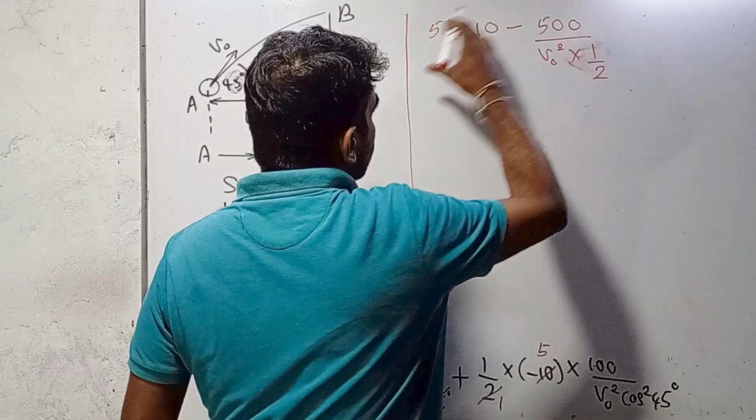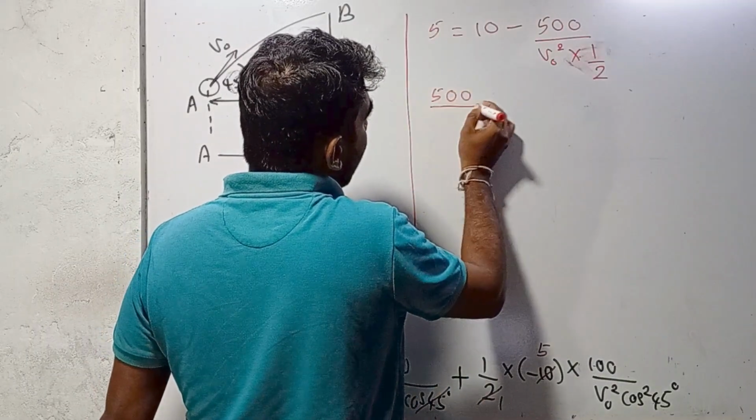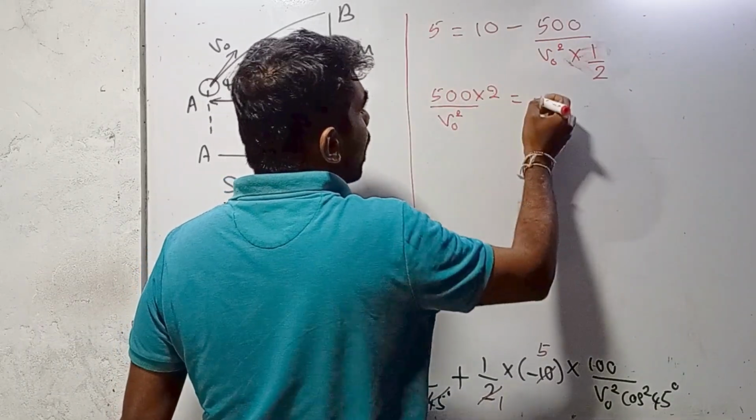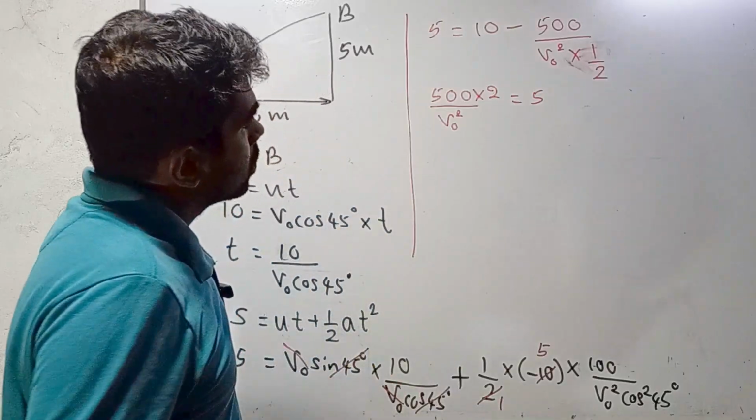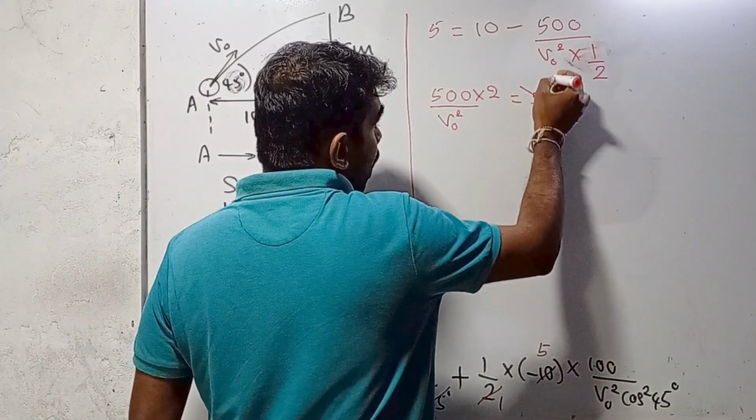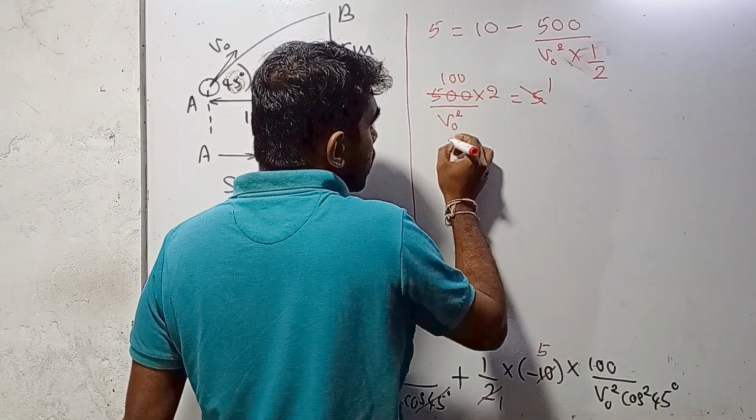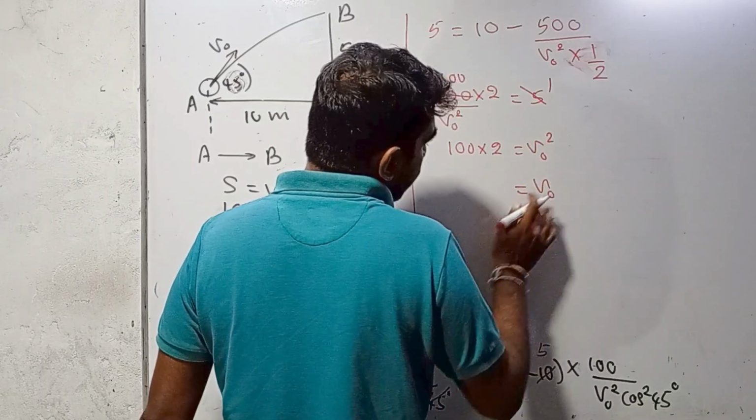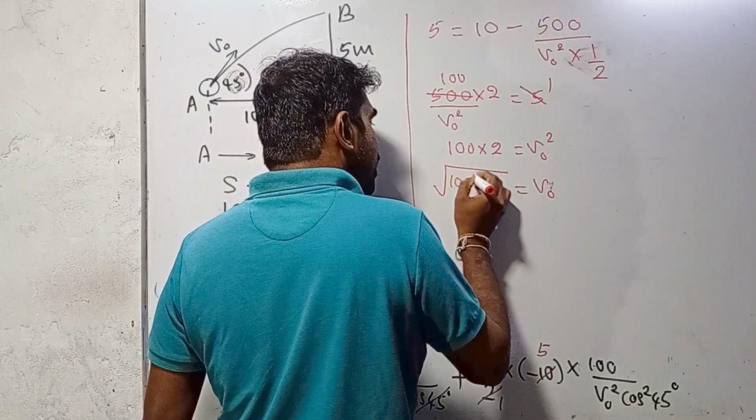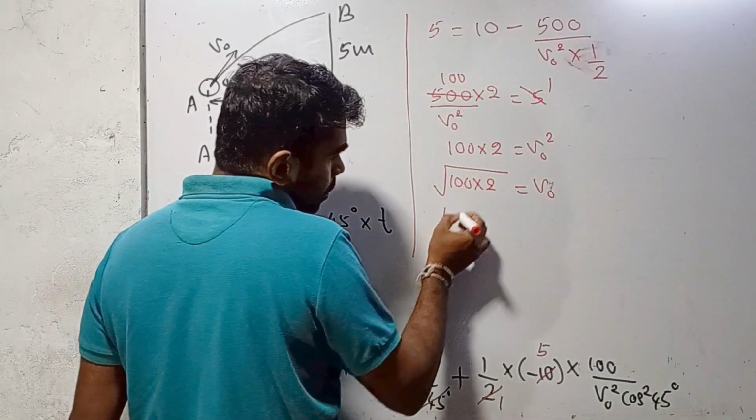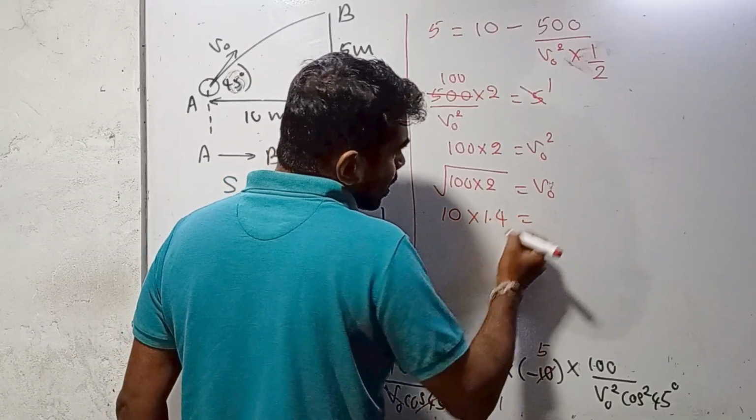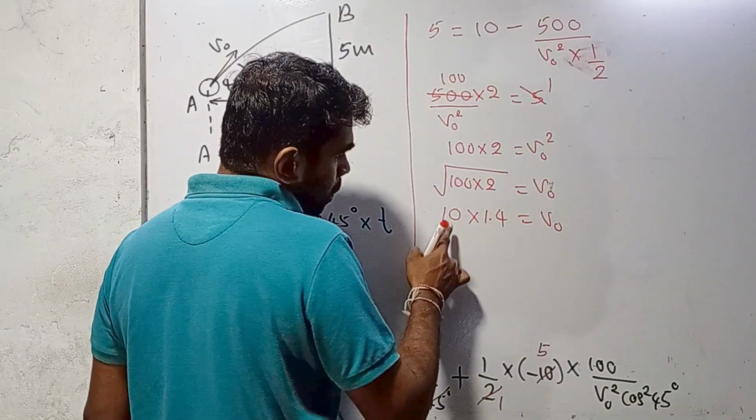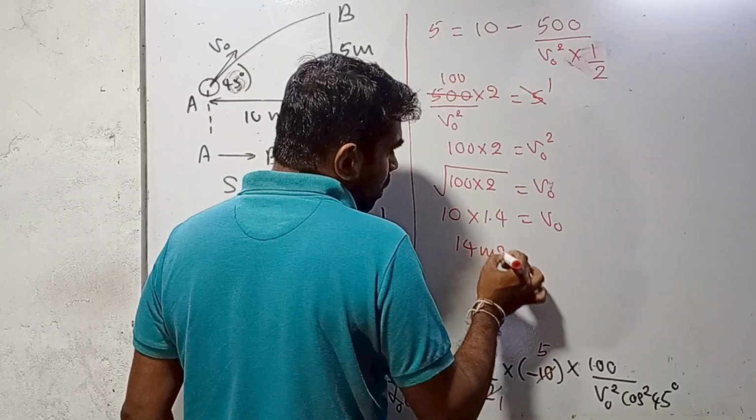Then I will bring the minus term to the left hand side. It is 500 divided by V0 squared. We can bring these 2 to the numerator. 10 minus 5 is 5. Now I will cancel out 5 and 500. It is 100 times 2 equals V0 squared. Then V0 is the square root of 100 into 2, which is 10 times root 2. The value of root 2 is given in the question as 1.4, so V0 is 10 into 1.4, which is 14 meters per second.